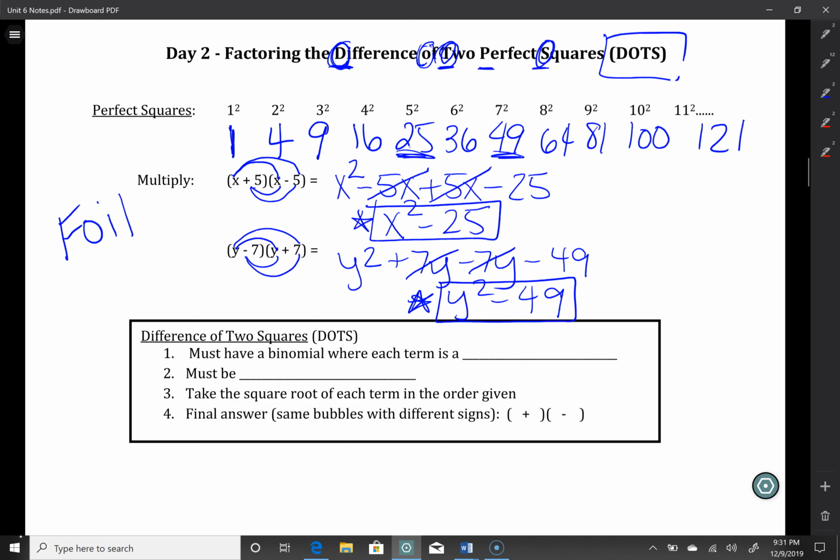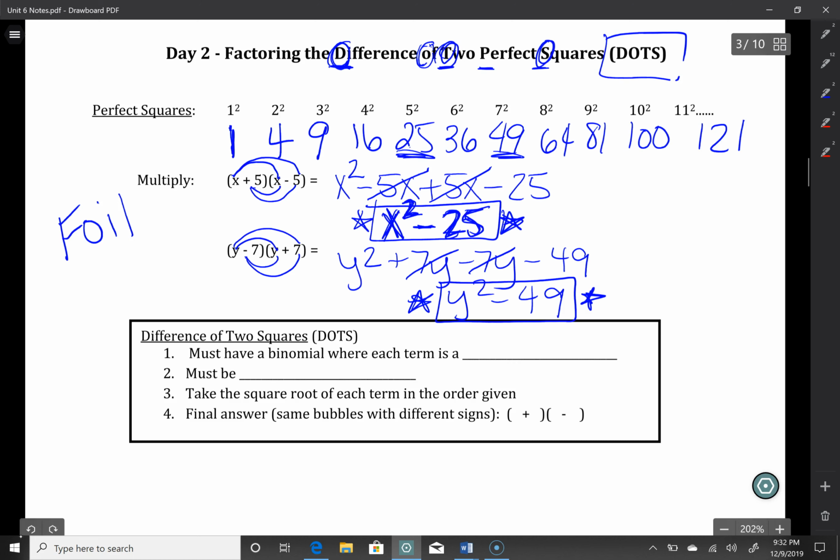I hope you agree that x squared is a perfect square, and 25 is a perfect square, and I am taking the difference of those two things. So that is what the problems are going to look like today. You're going to find that the strategy for these is very easy. So now let's take these two binomials that we just found by foiling and see how they relate to the original things that we multiplied together.